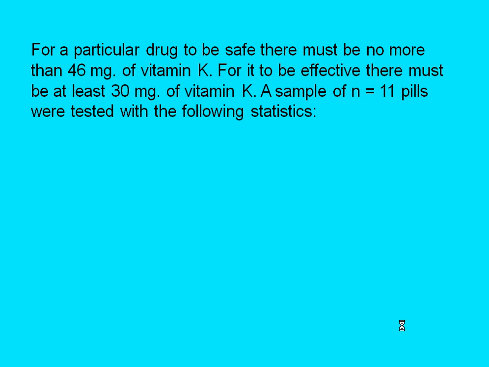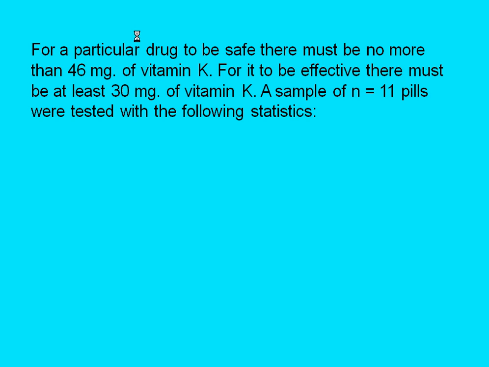All right, here's an example for us. Let's say that for a particular prescription drug to be safe, there must be no more than 46 milligrams of vitamin K. For it to even work or be effective, let's say there must be at least 30 milligrams. So the range we want these pills to be are between 30 and 46 to be safe and effective.